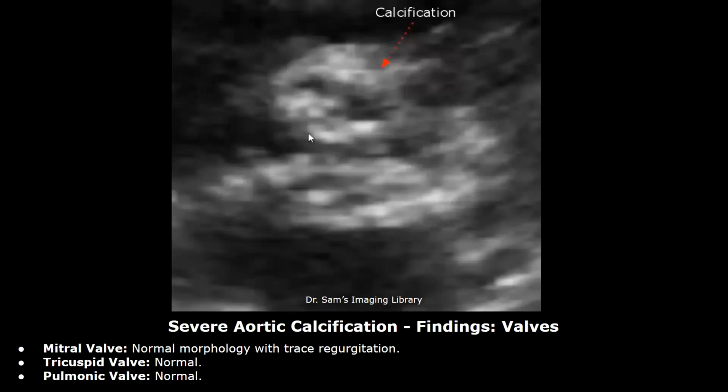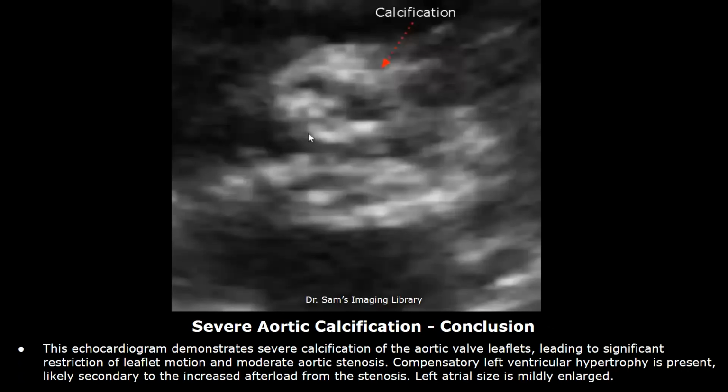The mitral valve has trace regurgitation. The tricuspid and pulmonic valves are normal. This is the conclusion. This echocardiogram demonstrates severe calcification of the aortic valve leaflets, leading to significant restriction of leaflet motion and moderate aortic stenosis. Compensatory left ventricular hypertrophy is present, likely secondary to the increased afterload from the stenosis. Left atrial size is mildly enlarged.